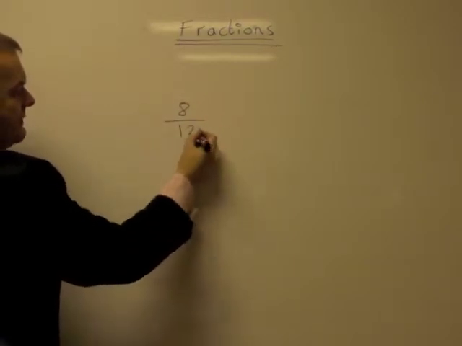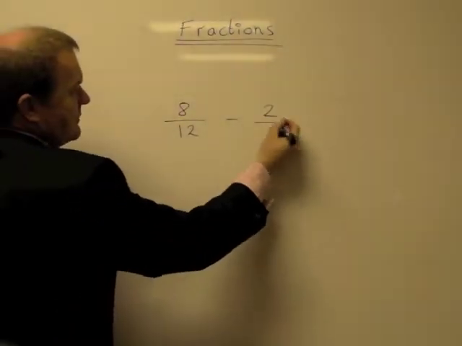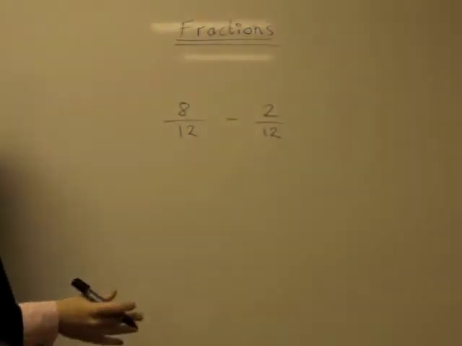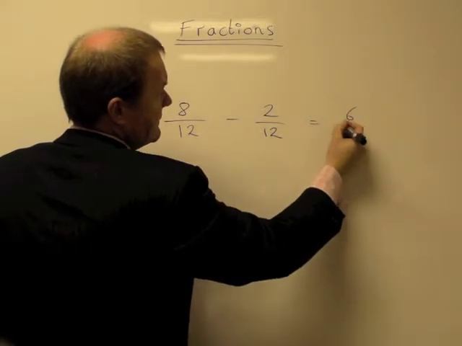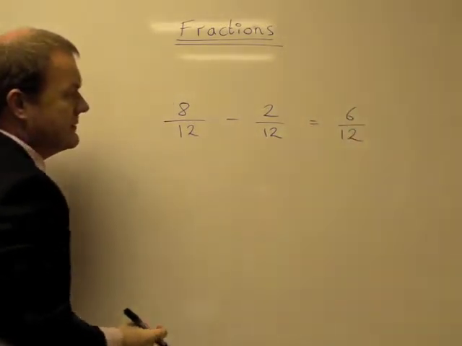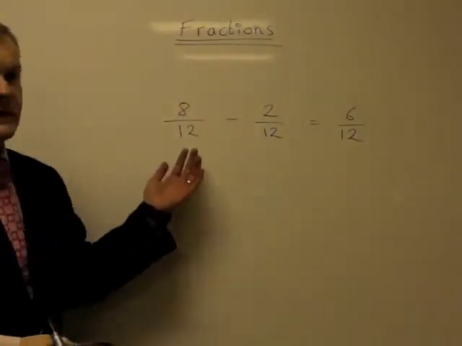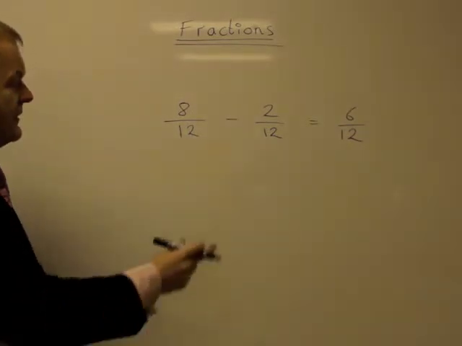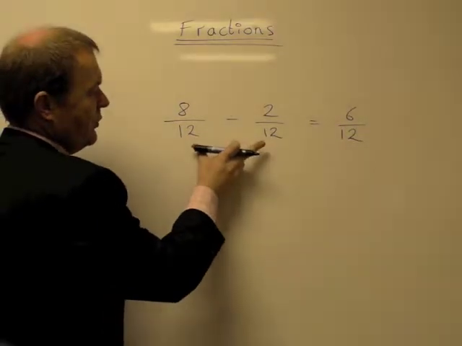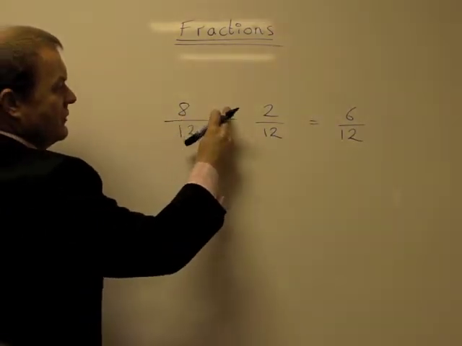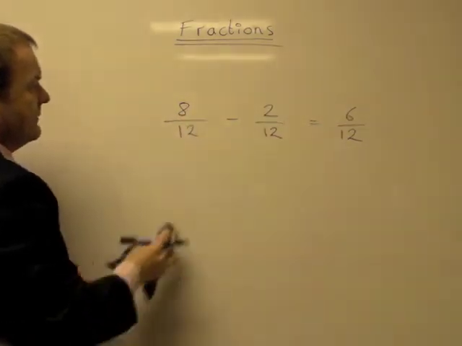Eight twelfths take away 2/12. So we're working in twelfths. 8/12 take away 2/12 is 6/12. So when we're adding or subtracting fractions, as long as the denominator, the number on the bottom, is the same, then we can work with them and just look at the numerator, the number on the top.